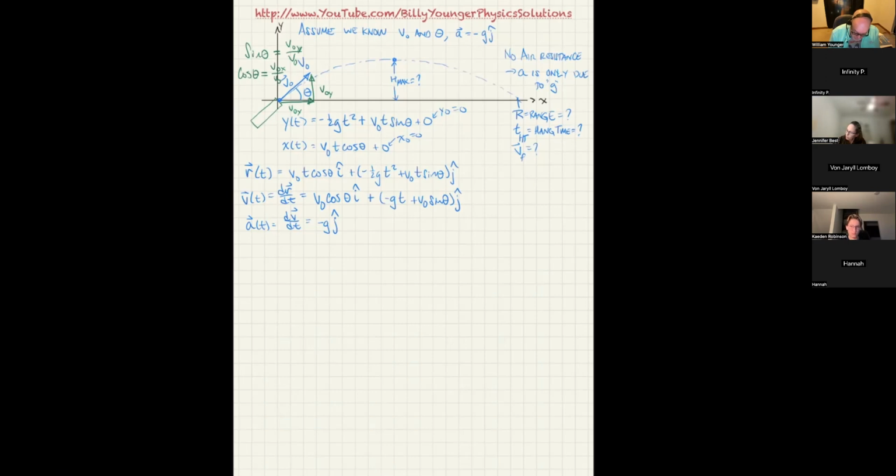So let's start off with A. I want to know H max. So H max equals basically y of t when v sub y of t is equal to 0. In other words, when you throw a ball up, it reaches its max height when the y component of velocity is 0. So what I want to do is figure out at what time the y component of velocity is 0, and then plug that time into y of t, and that'll give me H max.